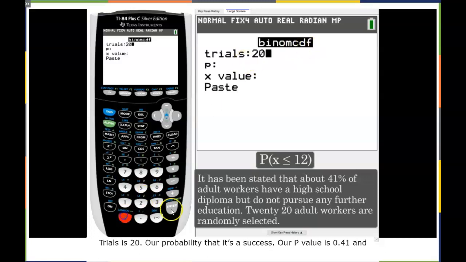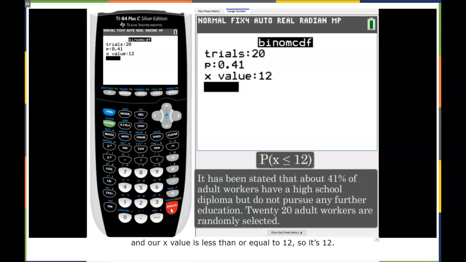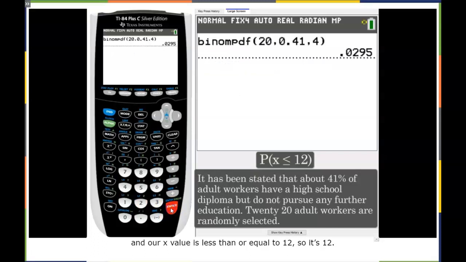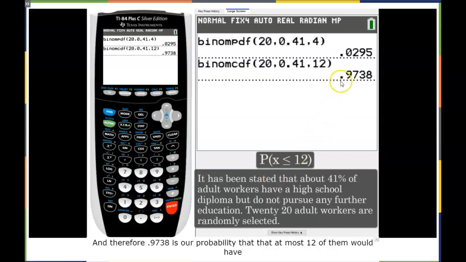Trials is 20. Our probability of success, our p-value, is 0.14, and our x-value is less than or equal to 12, so it's 12. And therefore, 0.9738 is our probability that at most 12 of them would have a high school diploma but no further education.